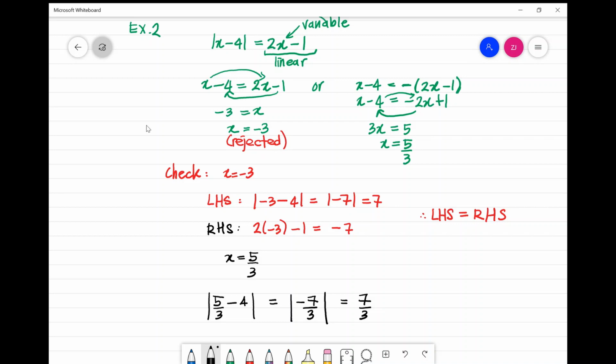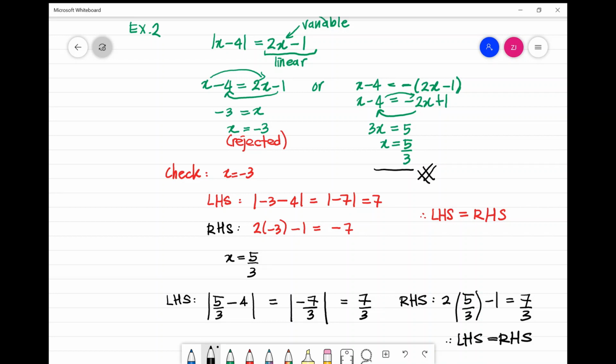What about the right hand side? We do it here. We have 2 times 5 over 3 and then minus 1. So we have 10 over 3 minus 3 over 3, so it will become 7 over 3. Since the left hand side equals the right hand side, we may accept this answer.